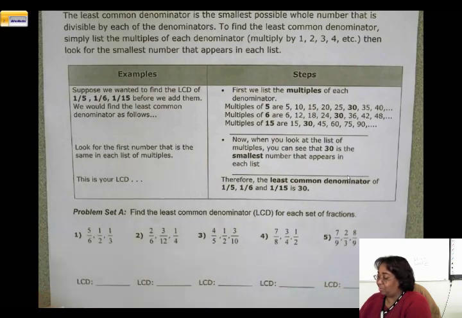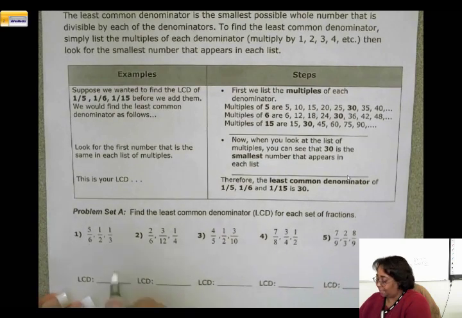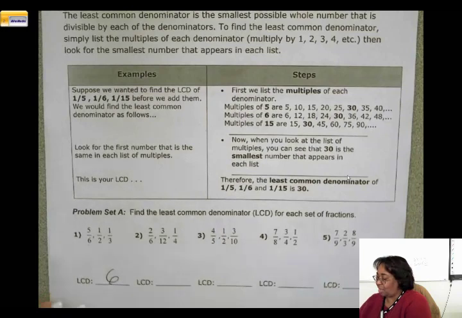Number 1, page 2: 6, right? 6, okay? So these should all be pretty easy.